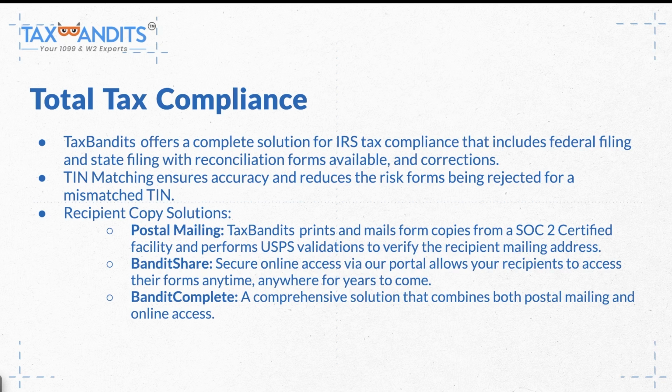Total tax compliance. TaxBandits offers a complete solution for IRS tax compliance that includes federal filing and state filing with reconciliation forms available and corrections. We do offer TIN matching, which ensures accuracy and reduces the risk of forms being rejected for a mismatched TIN. We also have multiple recipient copy solutions, such as postal mailing, where TaxBandits prints and mails form copies from a SOC 2 certified facility and performs USPS validation to verify the recipient mailing address is correct.